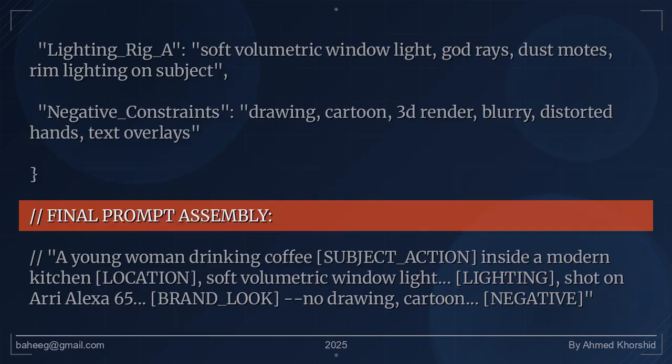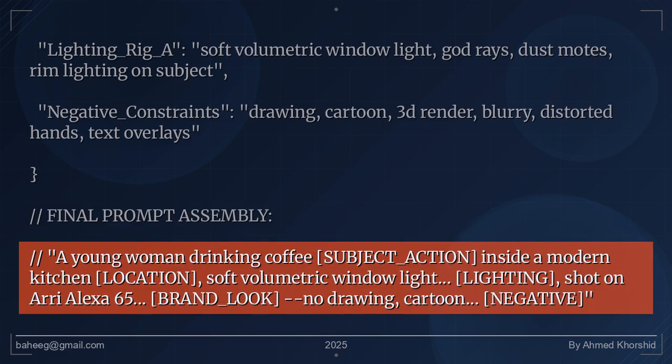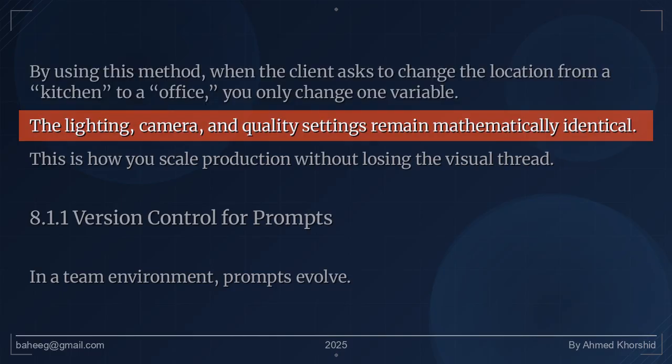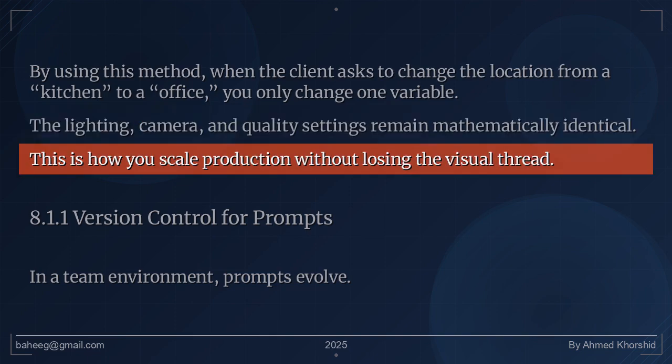/ Final prompt assembly. / A young woman drinking coffee, subject_action, inside a modern kitchen, location, soft volumetric window light. Lighting, shot on Arri Alexa 65. Brand_look, no drawing, cartoon. Negative. By using this method, when the client asks to change the location from a kitchen to an office, you only change one variable. The lighting, camera, and quality settings remain mathematically identical. This is how you scale production without losing the visual thread.